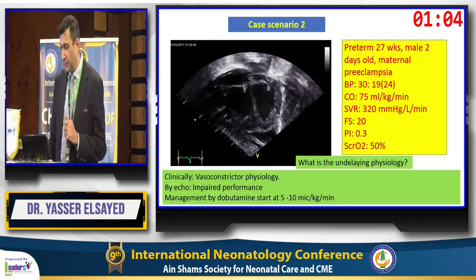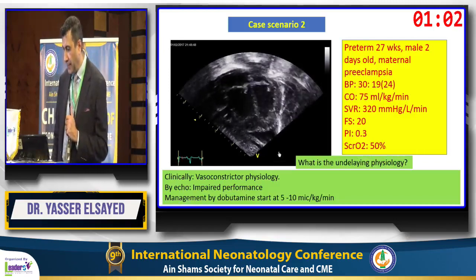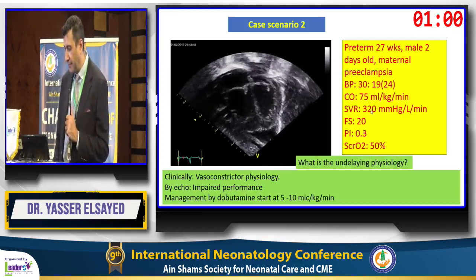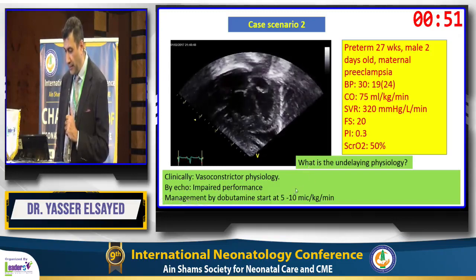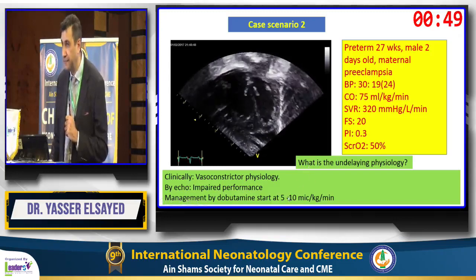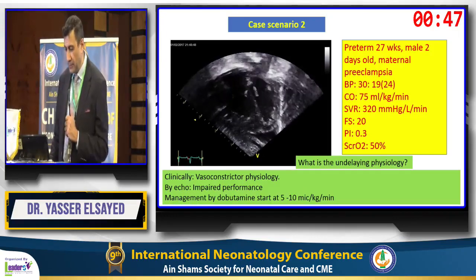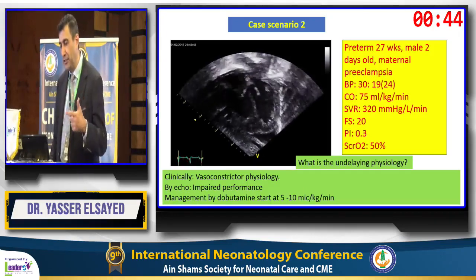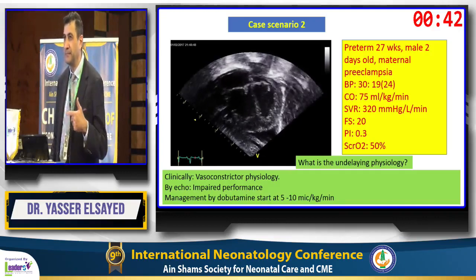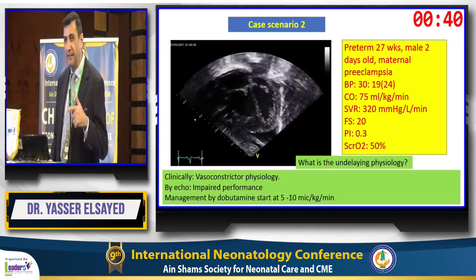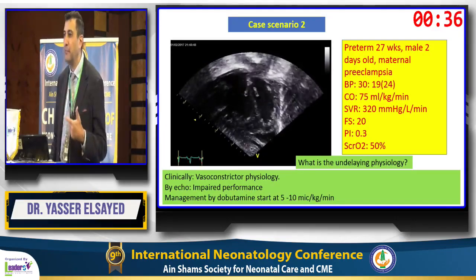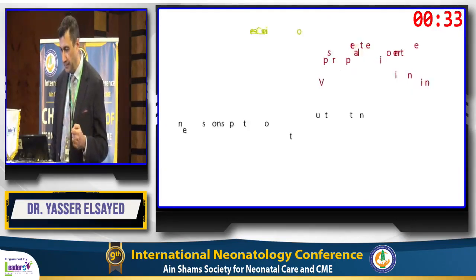In a preterm infant with postnatal transition failure, you also have high systemic vascular resistance, 320, low cardiac output by echo, and low blood pressure. In this case, it is vasoconstrictor physiology, and dobutamine of 5 to 10 mics is enough if it is used early. If you started the medications and they exceed 15, 20 mics with no response, either you are dealing with a case of reversible shock, or you are using the wrong medication and you need to change your strategy.